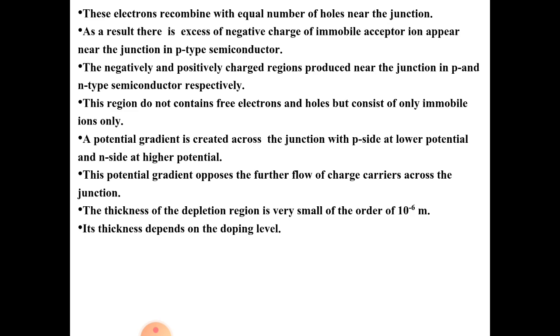A potential gradient is created across the junction with the P side at low potential and the N side at higher potential. This potential gradient opposes the further flow of charge carriers across the junction. The thickness of the depletion region is very small, of the order of 10⁻⁶ meter. Its thickness depends on the doping level.